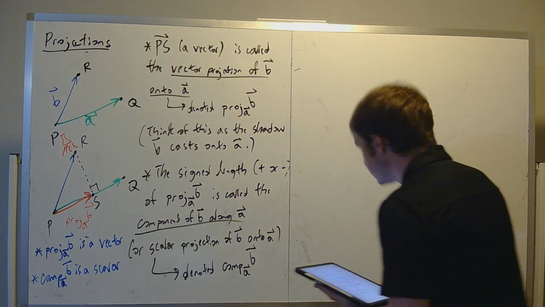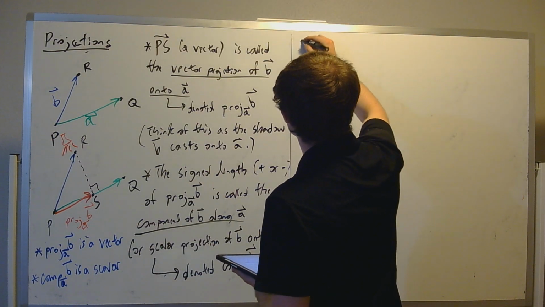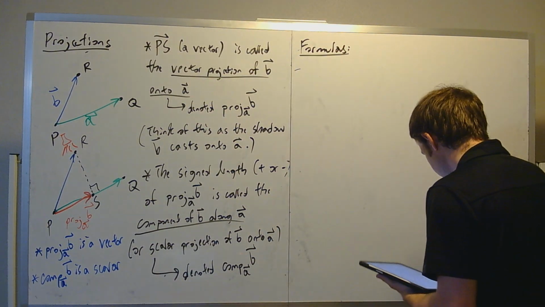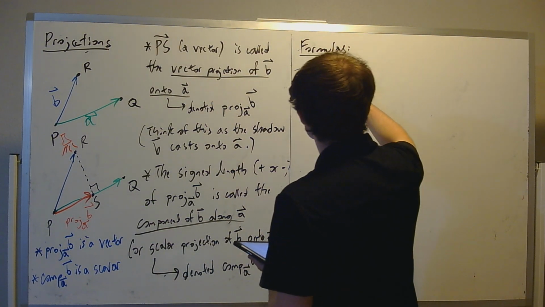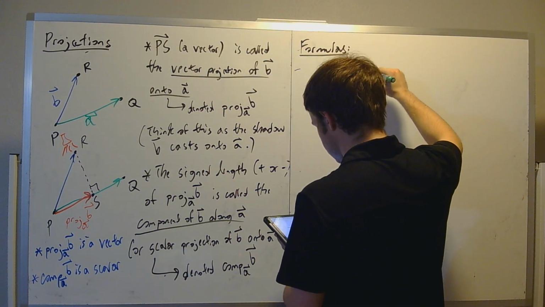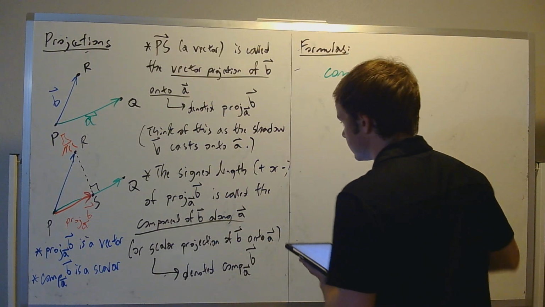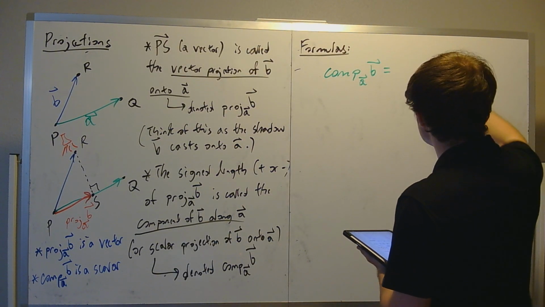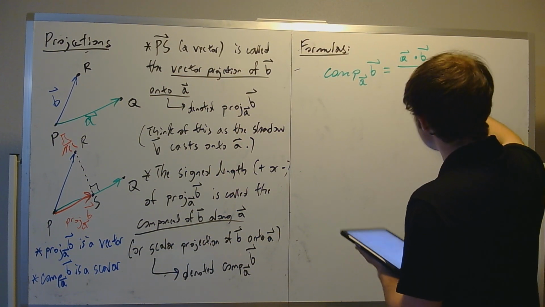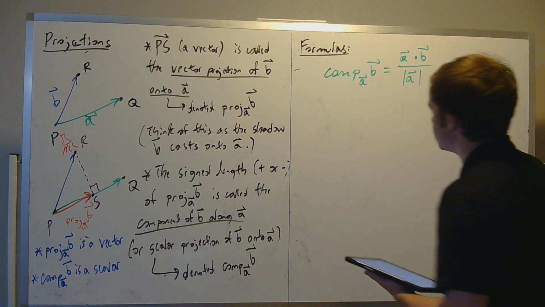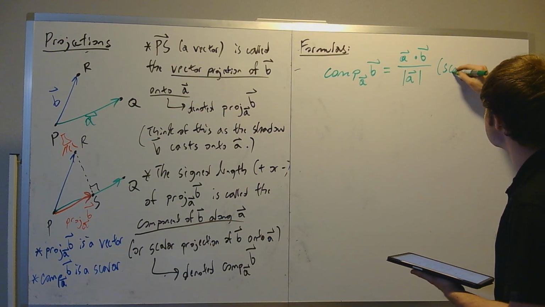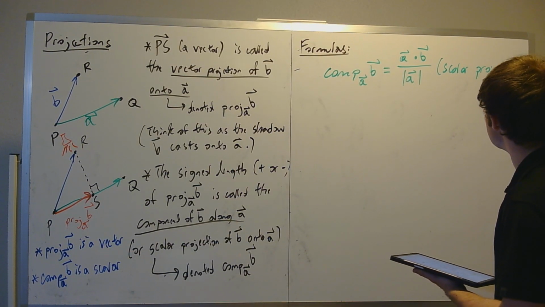So, formulas. So the formulas are going to say, the way that we're going to find the length of this projection vector, which we denote by this, is that we're going to say that this is A dot B, right? So this is the dot product over the size of A. Right, so if we take this number, that's actually the length of the projected vector. So I'll say that this is scalar projection, as I wrote over there.